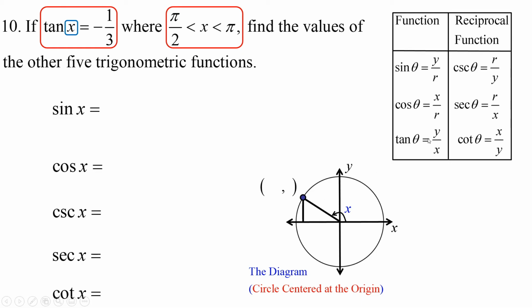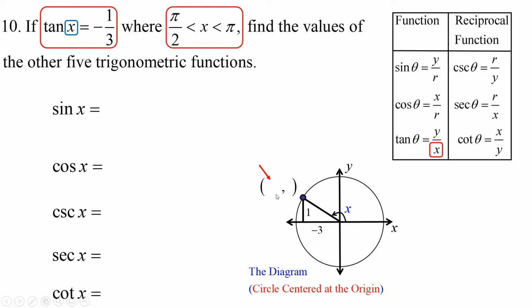Tangent, again, is y over x. So this x is an angle, but that x right there, we're talking the x coordinate of this point right here. Now how is this going to work? Well, tangent is y over x. That means that this vertical distance would have to be a 1, and then the horizontal distance is negative, and that's going to be the negative 3. So do you see that? 1 over negative 3, y over x, negative 1/3.